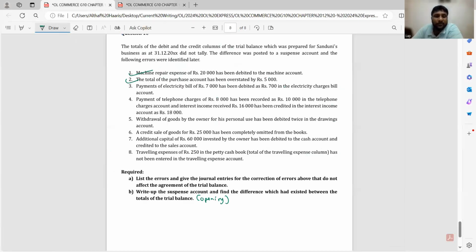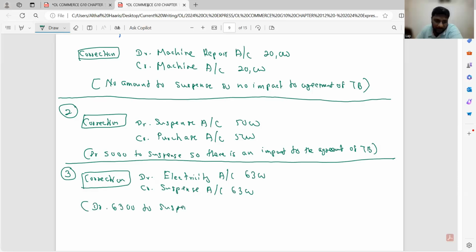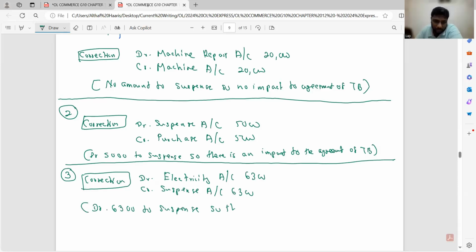Debit the electricity 6,300, credit suspense 6,300. So debit 6,300 to suspense. So there is an impact to the agreement of trial balance.